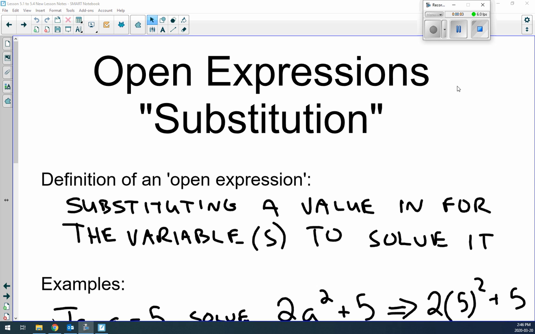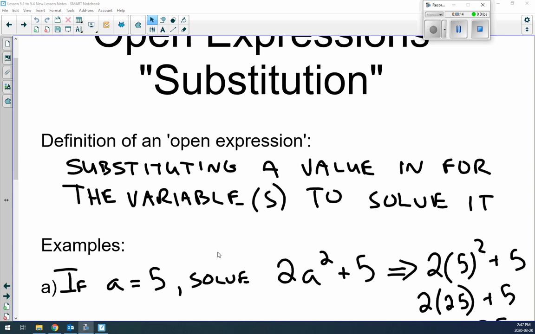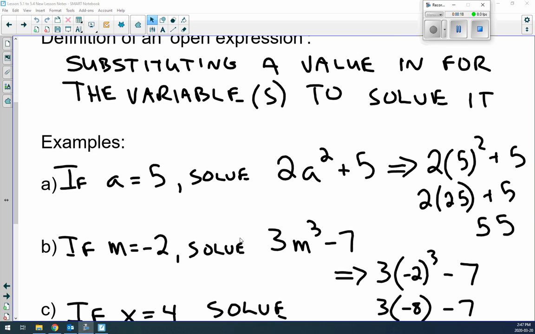Okay, so this is 5.1 to 5.4, part B. Remember, we're breaking it up into 3 parts here. So this one is called open expressions or substitutions. So what we're doing is when you have an expression, you can substitute a value in for a variable and then solve it. So for example, we got this first one here.